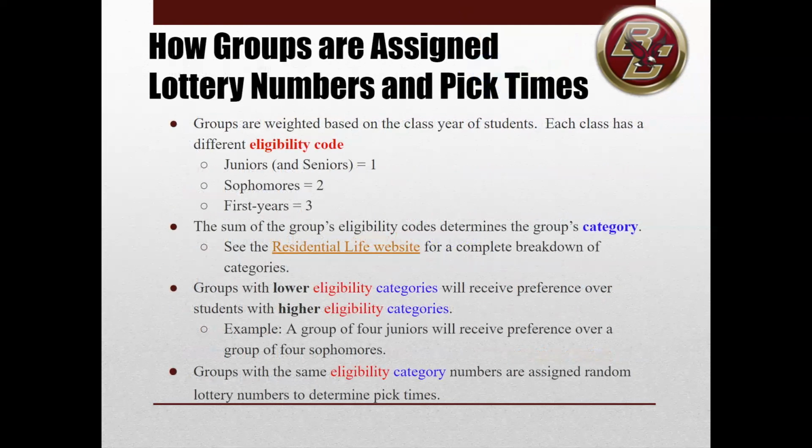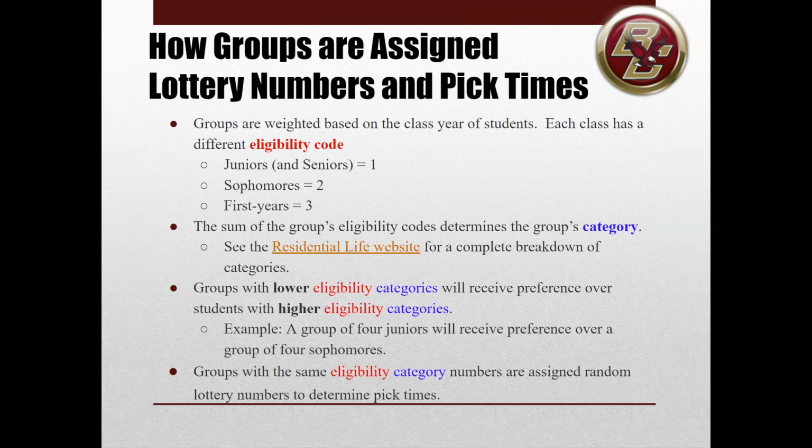How groups are assigned lottery numbers and pick times. Groups are weighted based on the class year of the student. Each class has a different eligibility code. Juniors and seniors are given a sum of 1, sophomores a sum of 2, and first years a sum of 3. The sum of the group's eligibility code determines the group's category. The Residential Life website has a complete breakdown of these categories for each selection day.